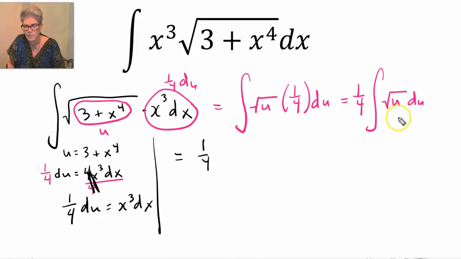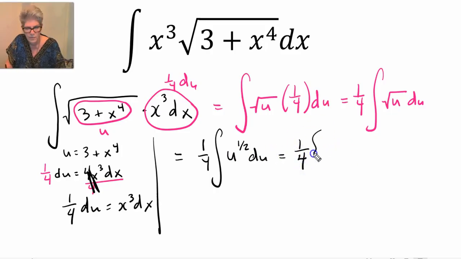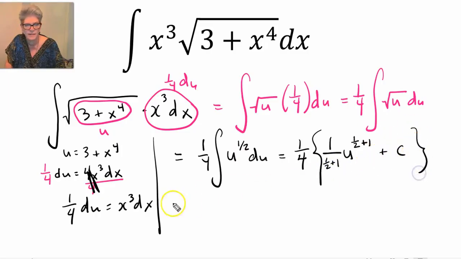I have the 1/4 coming along for the ride. And instead of square root, I'm going to rewrite that as a 1/2 power. Then I'm going to use the power rule. So I'm going to have u to the power of the original exponent plus 1. And then out the front times the fraction 1 over the original exponent plus 1. So I'm going to have a fourth times 1/2 plus 1 is 3/2.